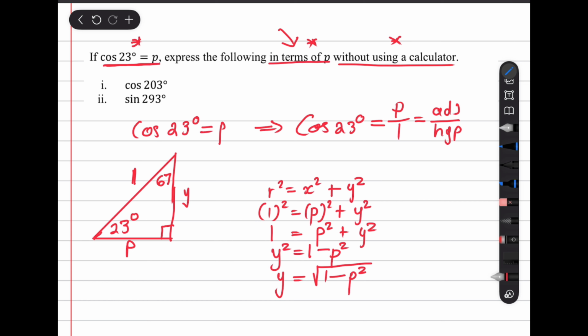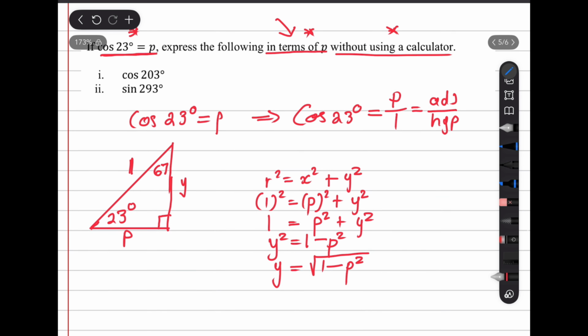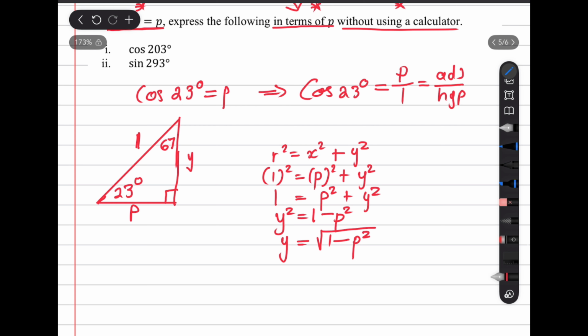So now we know that this side here, y, is equal to the square root of 1 minus p squared. So now let's answer our first question. The very first thing we have to answer is to write cos of 203 degrees in terms of p.